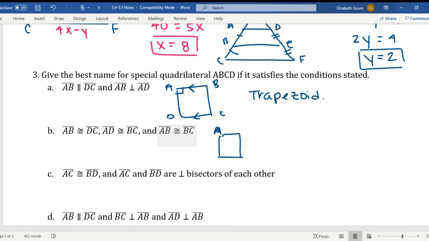Let me draw my little generic shape again. AB is congruent to DC, and AD is congruent to BC, and AB is also congruent to BC. A lot of things are congruent. You know that opposite sides are congruent, so it's going to be some type of parallelogram. But in addition, it's telling you that AB is congruent to BC. So what kind of parallelogram is going to have consecutive sides congruent like this? A rhombus. This is a rhombus.